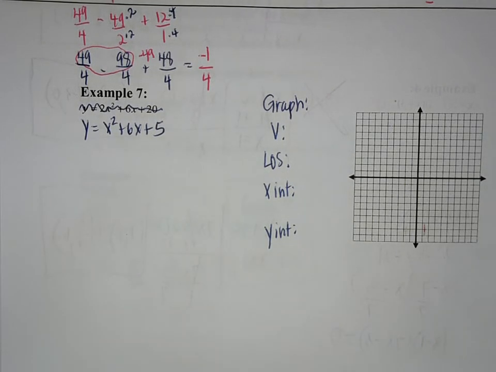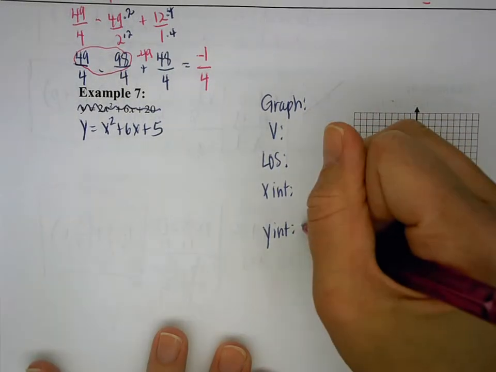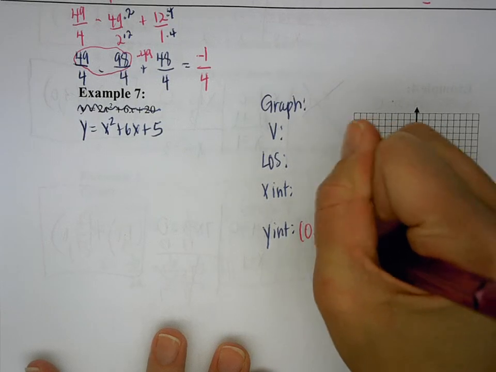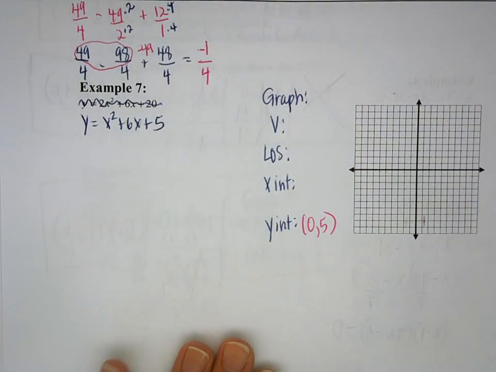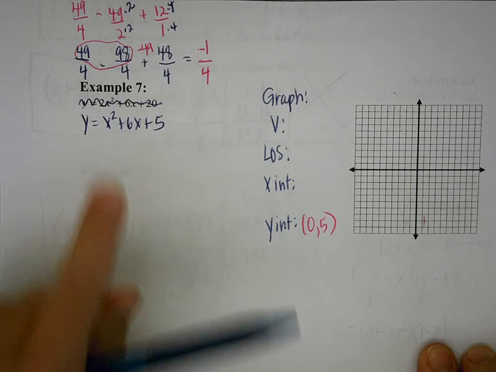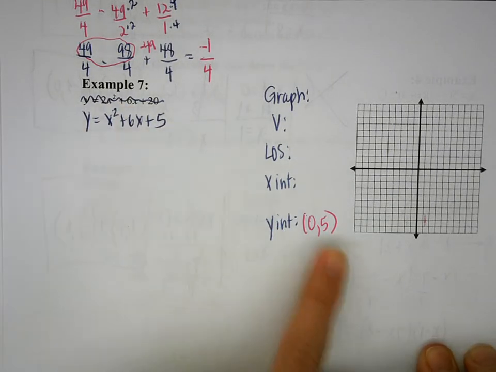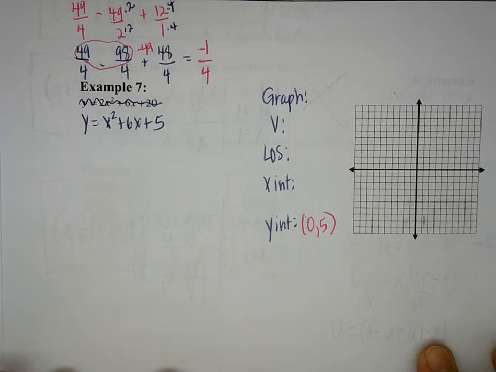Okay, so what's the easiest thing to do? Find y. Okay, what's the y-intercept going to be? As an ordered pair, 0, 5. How did we find that that was 0, 5? 0 for your x's, which means these will cancel out, and it'll just be a positive 5 for y and 0 for x. Okay, what are my a, b, and c values?